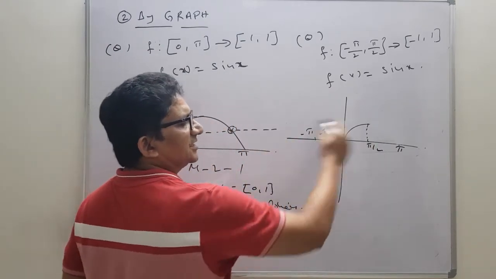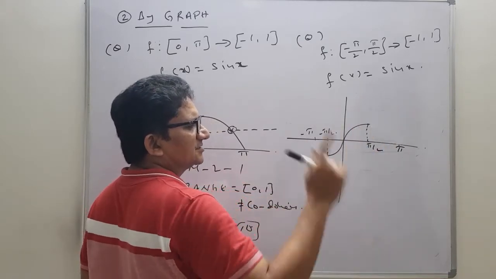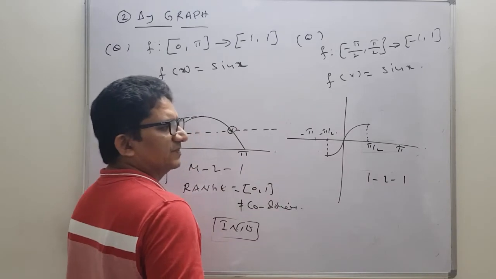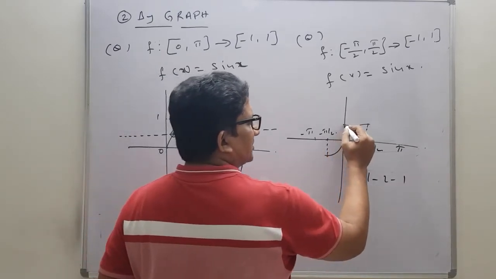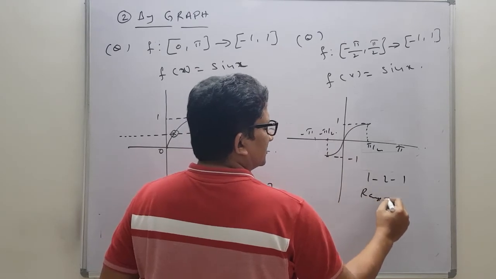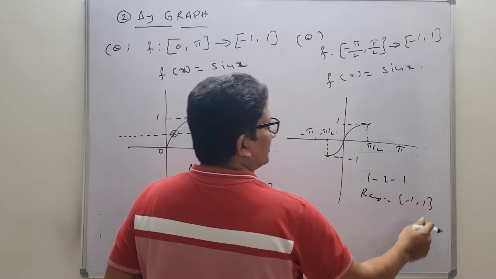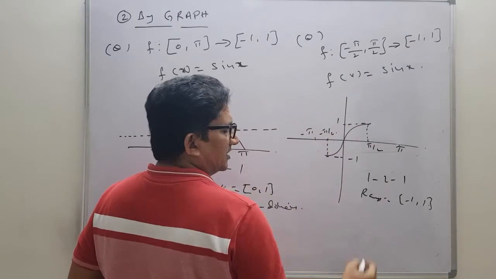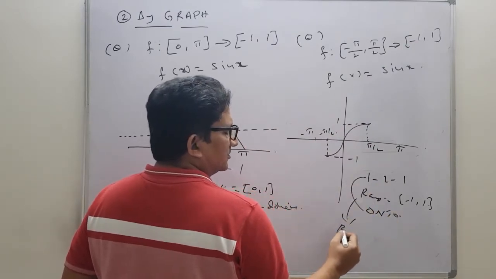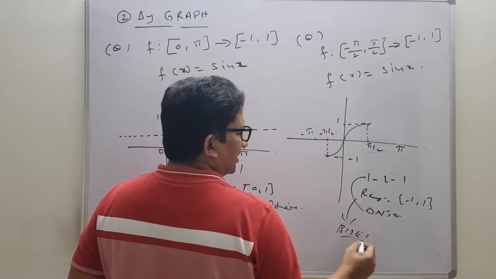Now if you draw horizontal lines at any point, it cuts the graph at only one point, so we can declare it 1 to 1 straight away. Next, the range: if you observe here, this value is 1 and this value is minus 1. So the range of the function equals minus 1 comma 1. It is the same as the codomain, therefore the function is onto. If it is both 1 to 1 and onto, then it is bijective.